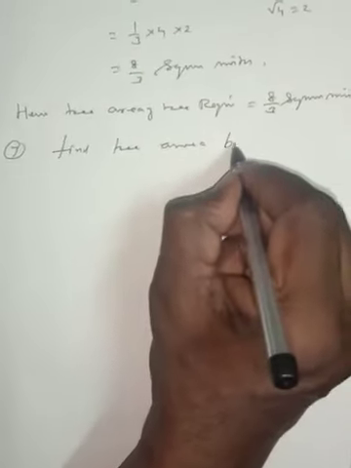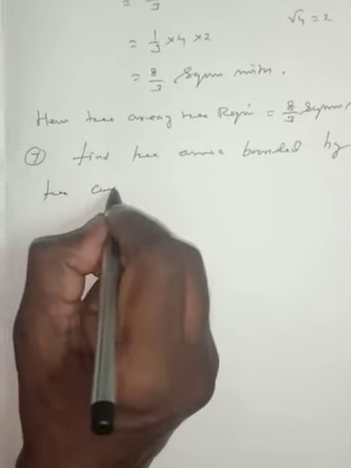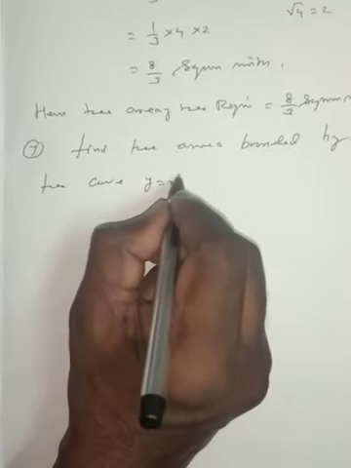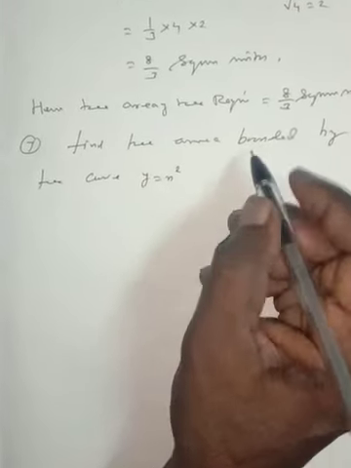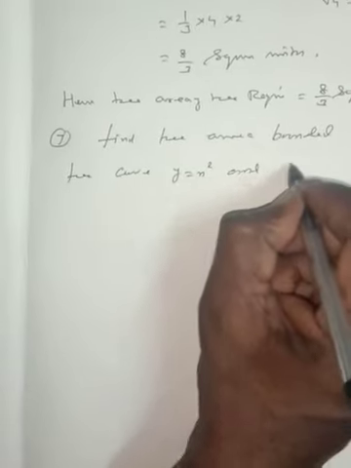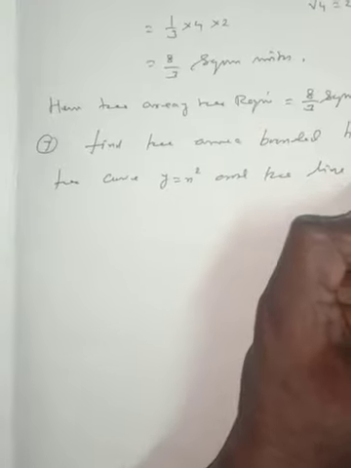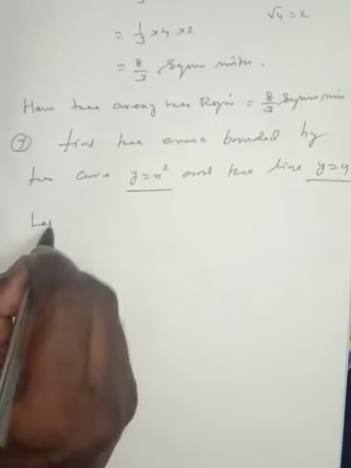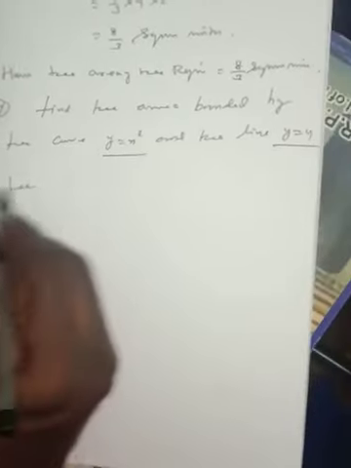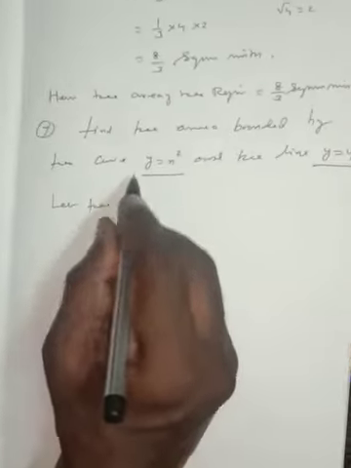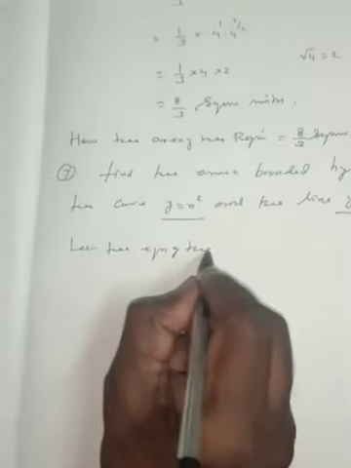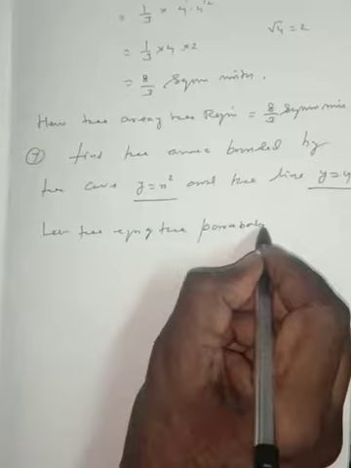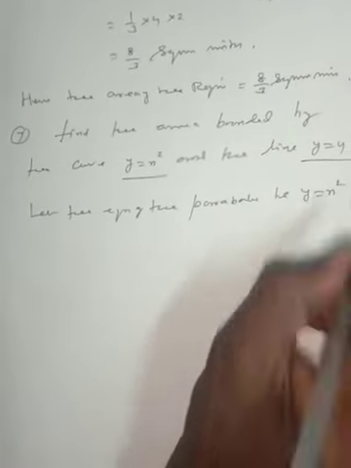Next, a sum: find the area bounded by the curve y is equal to x square and the line y is equal to 4. Y is equal to x square and y is equal to 4. This is a curve, this is a straight line. Okay. This is a parabola. Let the equation of the parabola be y is equal to x square.